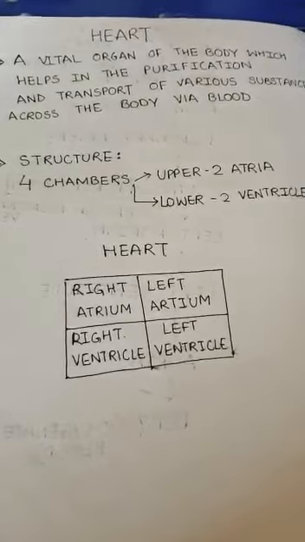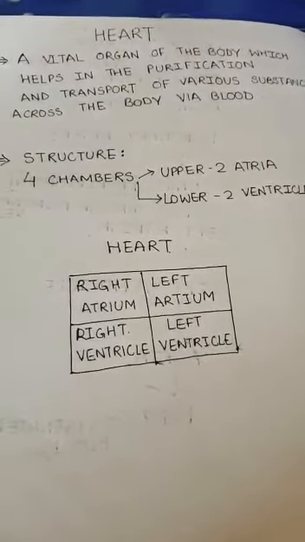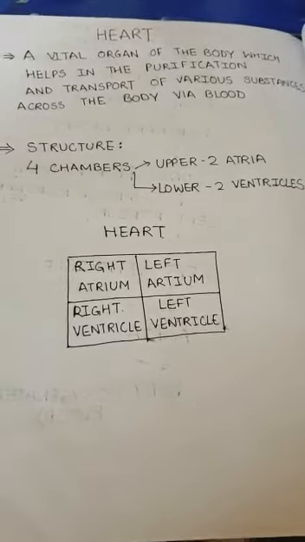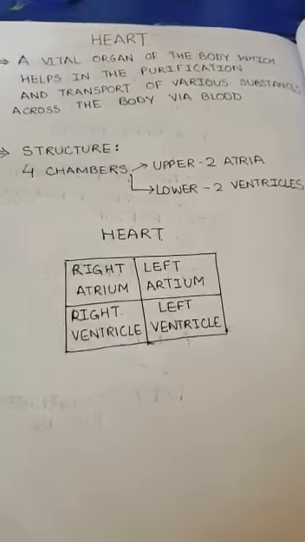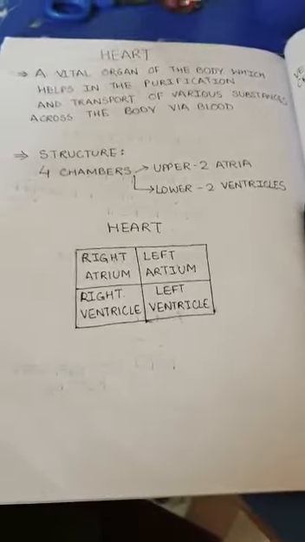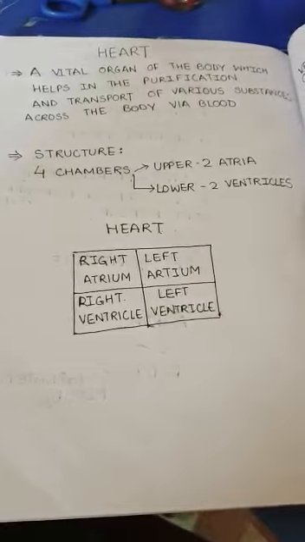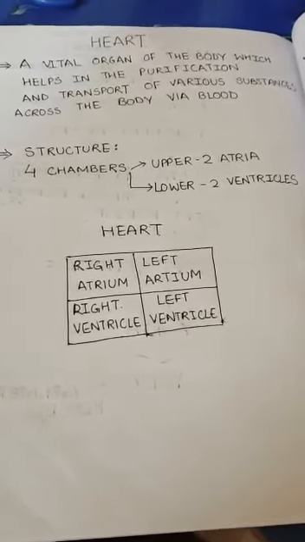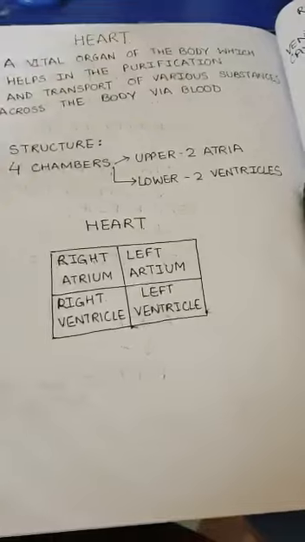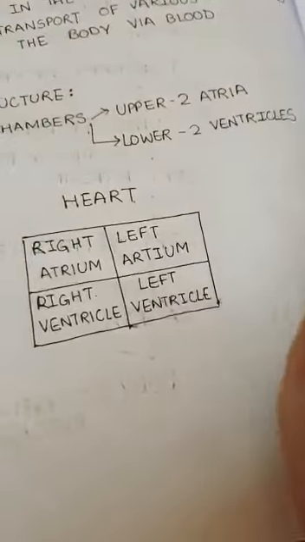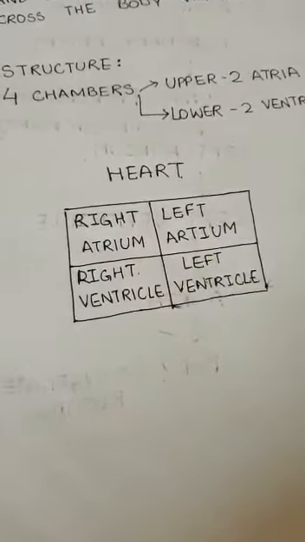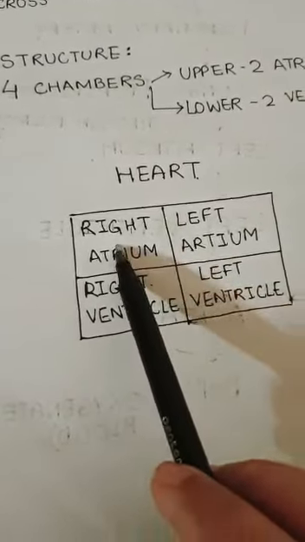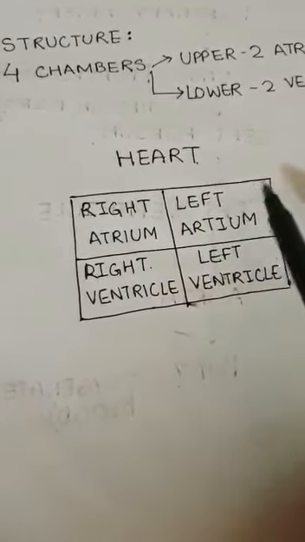The heart is a vital organ of the body which helps in the purification and transport of various substances across the body via blood. Basically, let us begin by discussing the structure of the heart. Our heart has four chambers. The upper two chambers are called atria and the lower two chambers are called ventricles. See, if we imagine our heart as a box shaped structure, we have right atrium, right ventricle, left atrium and left ventricle.